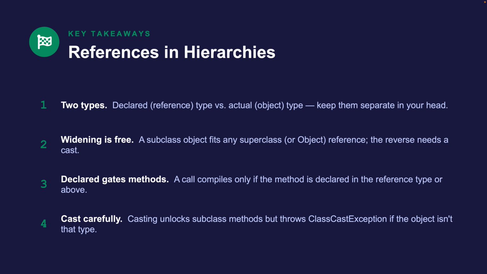All right, let's pull the key ideas together. Every reference has a declared type and an actual type. Widening, storing a child in a parent reference, is automatic and safe. The declared type controls which methods the compiler lets you call, while the actual type controls which version runs. And casting down is your responsibility, with a wrong cast crashing at runtime. Hold on to these, and the next lesson on polymorphism will feel like a natural continuation. Nicely done, guys.